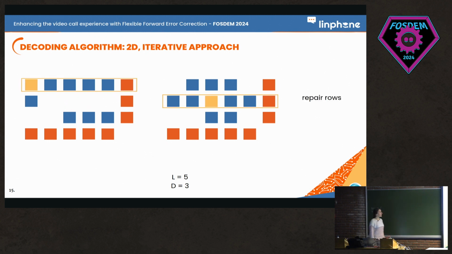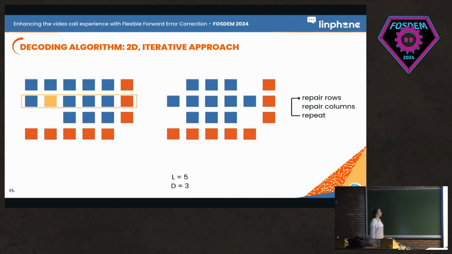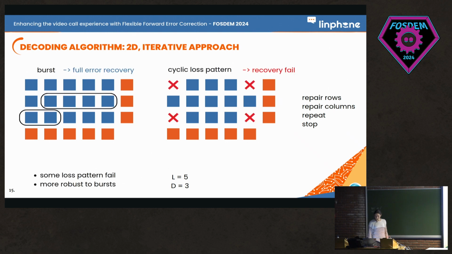The algorithm starts like this. You repair at first all the rows that can be repaired. Then you apply the XOR on the columns and you repeat. So the rows, the columns, until you can't repair any more packets. Here you can see that the burst has been fully resolved.